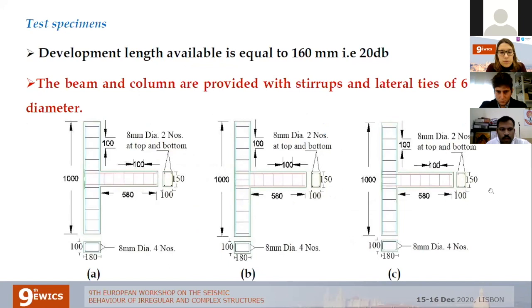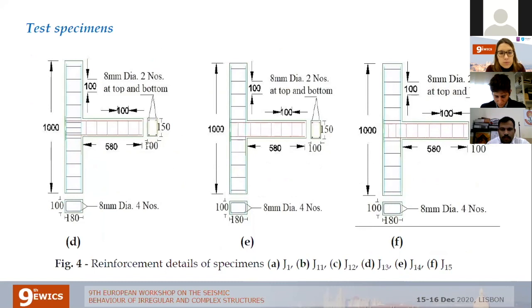So by using the headed bars, the development length available is equal to 160 mm, that is 20 times the diameter of the bar. The beam column are provided with stirrups and lateral ties of 6 mm in diameter. Here, these are the six specimens. It is the control specimen without any confinement in the joint. This is the J11 with one single tie in the joint. This is with two ties. This is with three ties. This is J14 with one single extra stirrup. And here it is J15 with two extra stirrups in the joint.